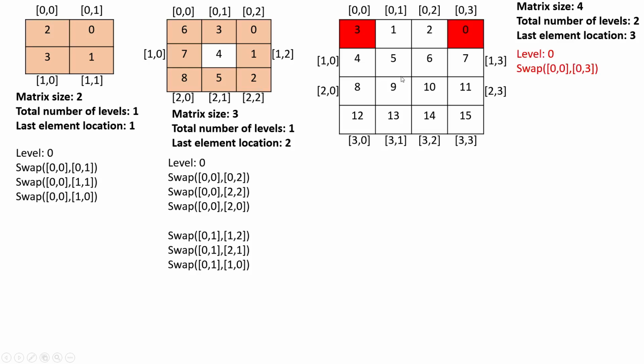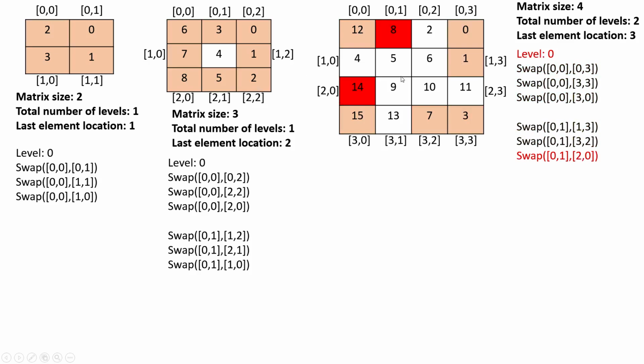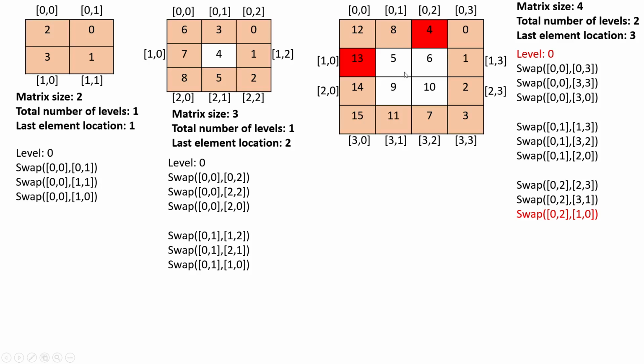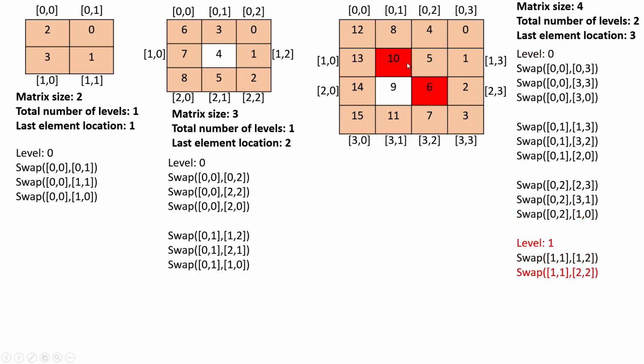We'll do the same with the 4 by 4: swap the corners, go to the next element, do our swaps, go to the next element, do our swaps. The outside is done, so now we'll go to level 1 and do our swaps, and the matrix is now rotated. So obviously we're going to have some kind of loops going on here to solve this.